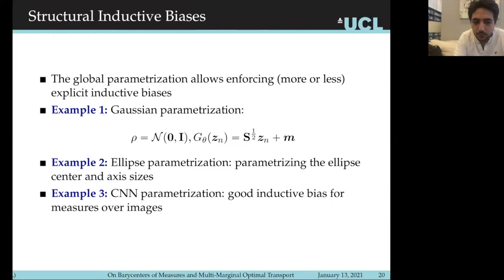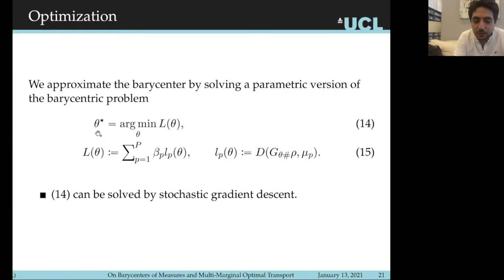How it works in practice is, we turn the problem into a parametric optimization. So we learn the parameters of the model g theta. And the loss is just the weighted sum, according to the weights, of distances between the generative model and each of the mu p's, the different measures. And we can solve that by stochastic gradient descent on theta.